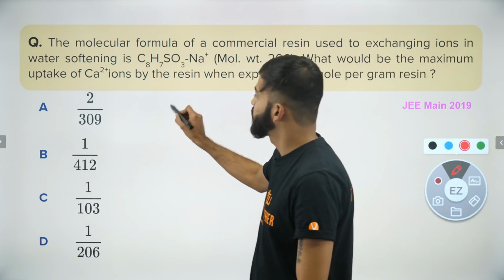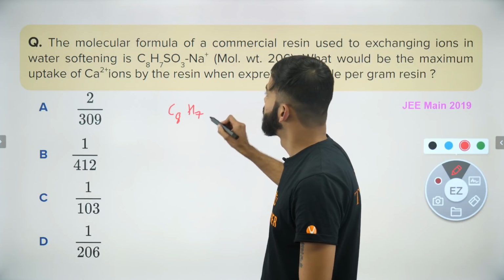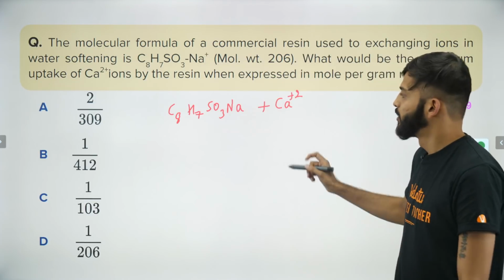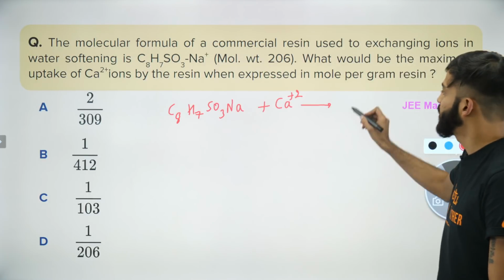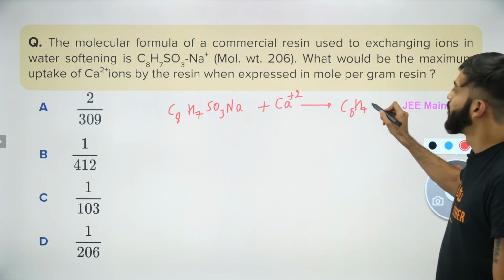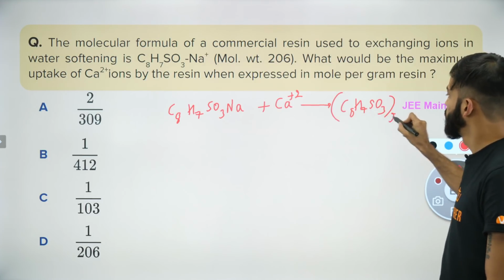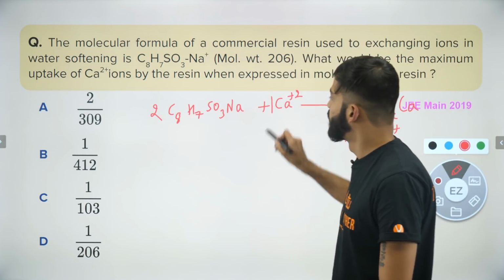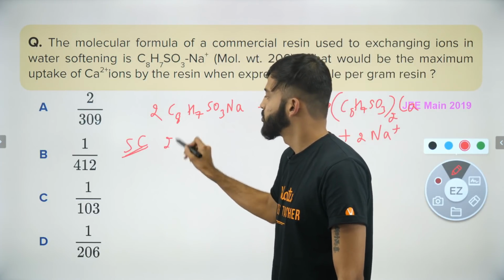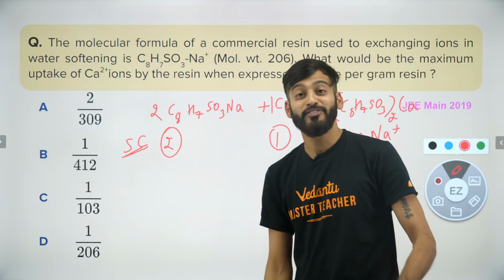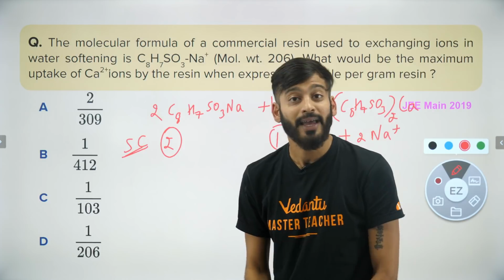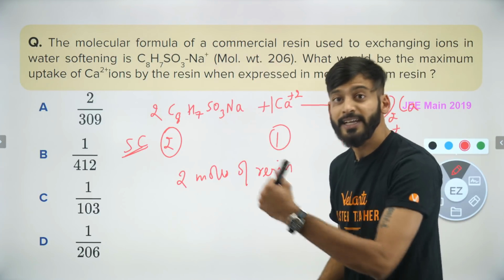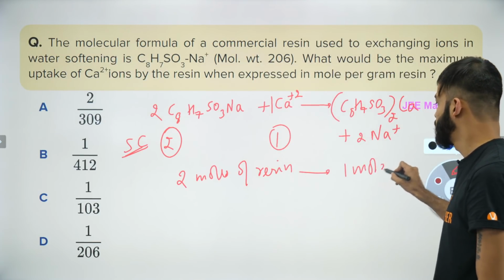Check this out. This is your resin, C8H7SO3Na. If calcium ion is added here, you can see it will take up 2 moles of this resin. So what will it become? It will become (C8H7SO3)2Ca. Along with that, what will you get? 2 Na+, right? So here I balance it. 2 and 1. So what are your stoichiometric coefficients? 2 and 1. It means 2 moles of resin take up only 1 mole of calcium ion. So 2 moles of resin take up how many calcium ions? 1 mole of calcium ion.